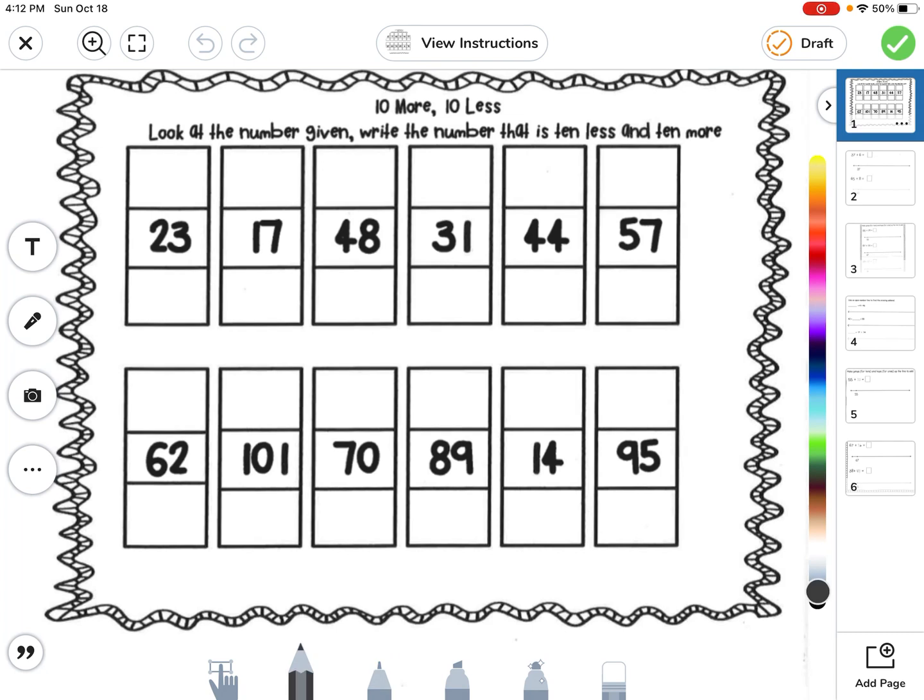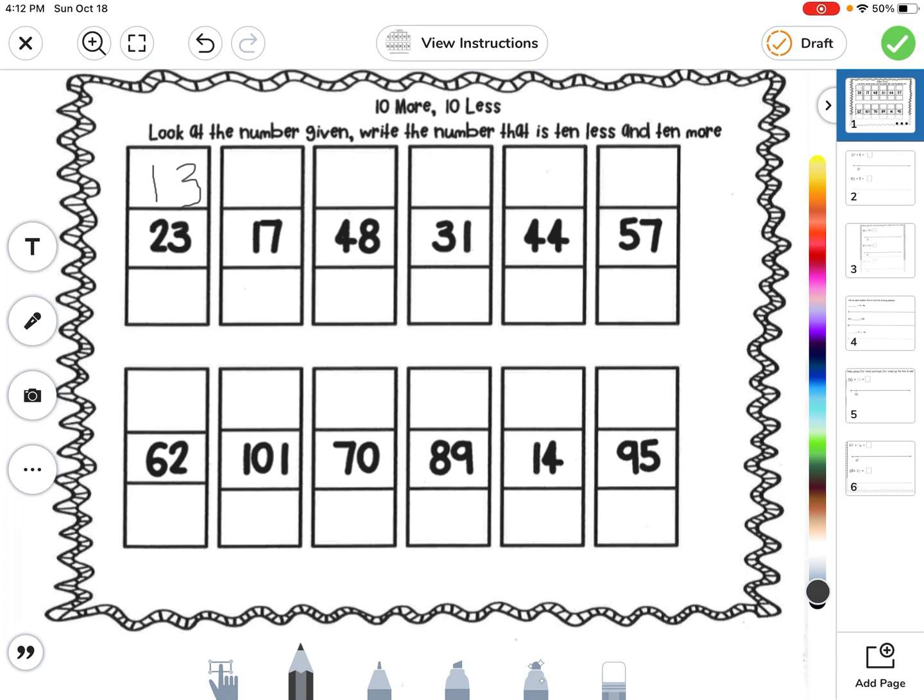So on our first one, we have 23. And so I need to know what 10 less is. So I know I'm looking at my 10s, so my 1s are not going to change. So 3 1s, and then I'm going to think, okay, I have 2 10s. 1 10 less would be just 1 10.